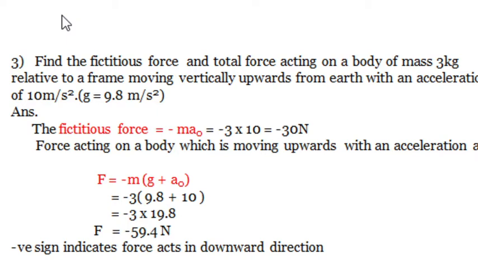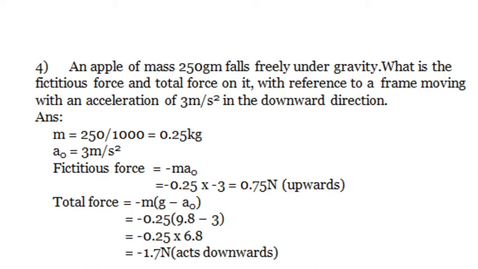So here we have to write the meaning of this negative sign in each and every case. That means the force is acting in the downward direction. Then I am moving to another problem, that is an apple of mass 250 gram falls freely under gravity. What is the fictitious force and total force on it, with reference to a frame moving with an acceleration of 3 meter per second square in the downward direction?